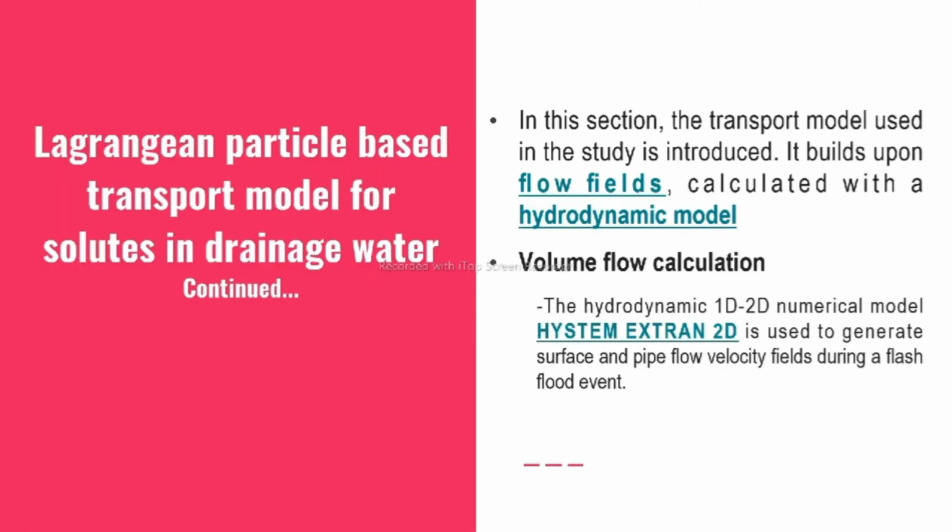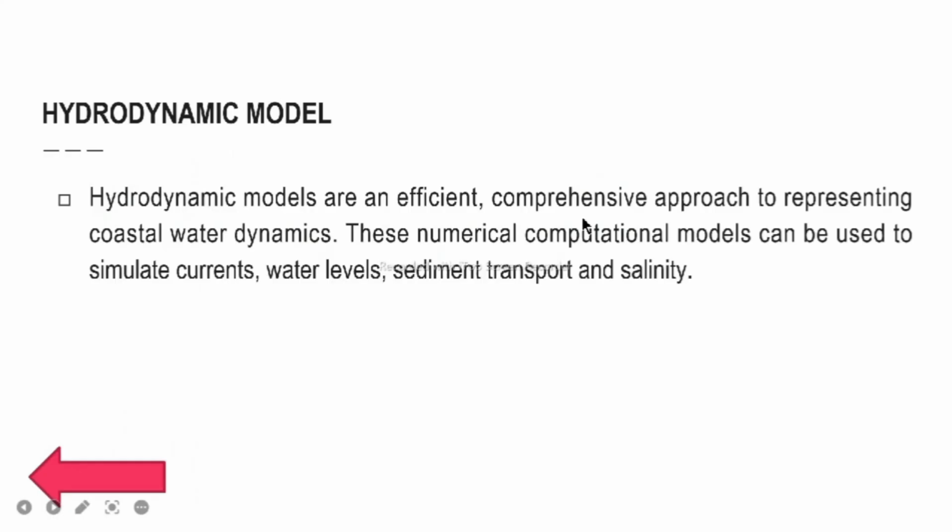Then flow fields are calculated with a hydrodynamic model. This hydrodynamic model is defined as follows. Hydrodynamic models are an efficient, comprehensive approach to representing coastal water dynamics. These numerical computational models can be used to simulate currents, water levels, sediment transport, and salinity. So this particular hydrodynamic model is very useful and widely used, especially in simulating currents, water levels, sediment transport, and salinity.